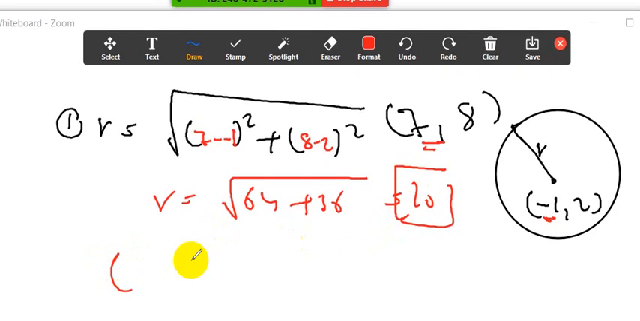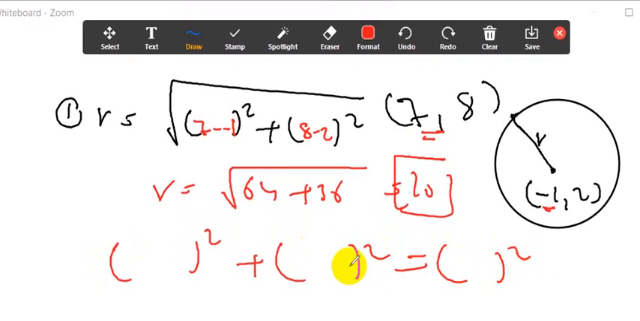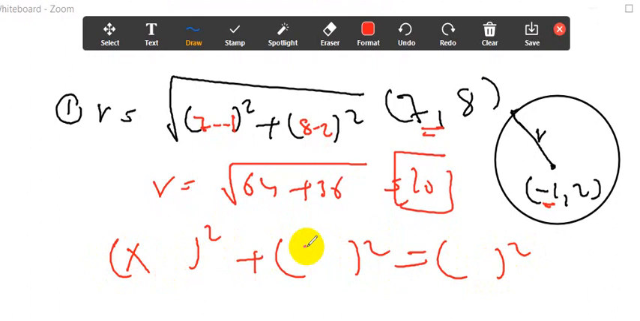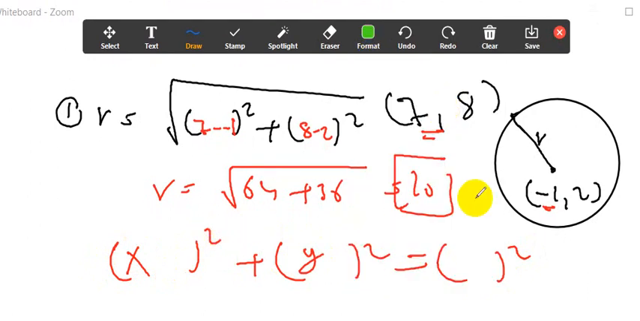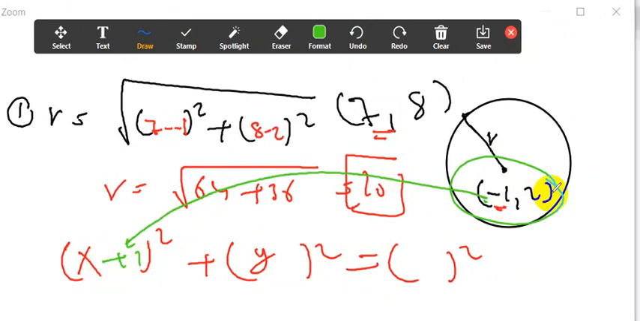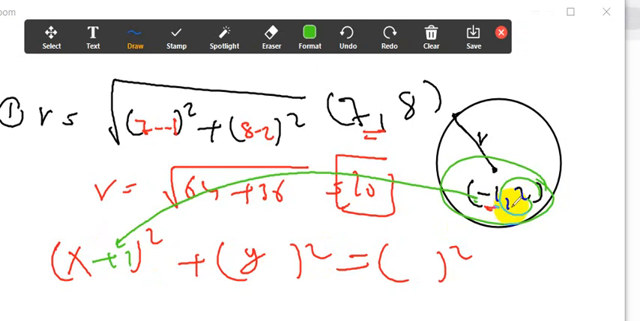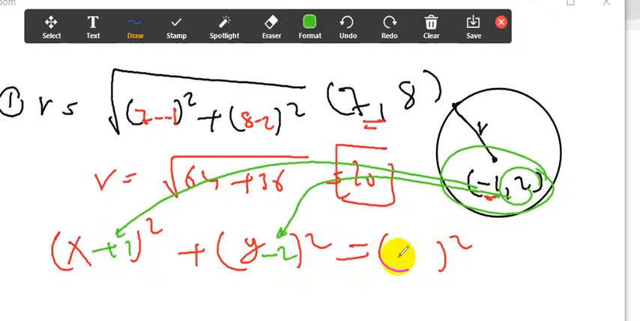How to write the equation? Bracket squared for x, bracket squared for y, equals radius squared, and write x and y. Now we enter our values inside the brackets. Change the value, change the sign. Minus 1, which is x, will be plus 1. When we carry these two values inside the bracket, we change the sign. And the radius is 10 in this example.